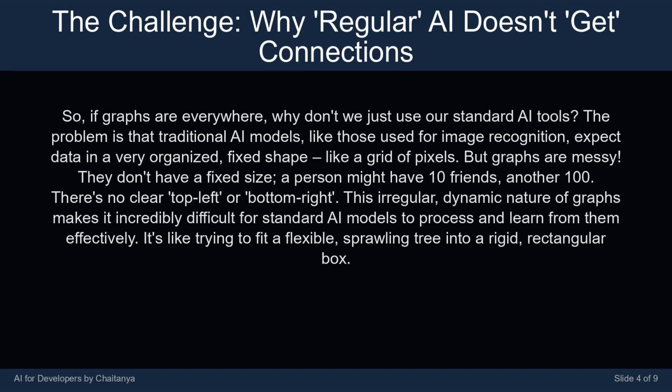So, if graphs are everywhere, why don't we just use our standard AI tools? The problem is that traditional AI models, like those used for image recognition, expect data in a very organized, fixed shape, like a grid of pixels. But graphs are messy. They don't have a fixed size. A person might have 10 friends, another 100. There's no clear top left or bottom right. This irregular, dynamic nature of graphs makes it incredibly difficult for standard AI models to process and learn from them effectively. It's like trying to fit a flexible, sprawling tree into a rigid, rectangular box.